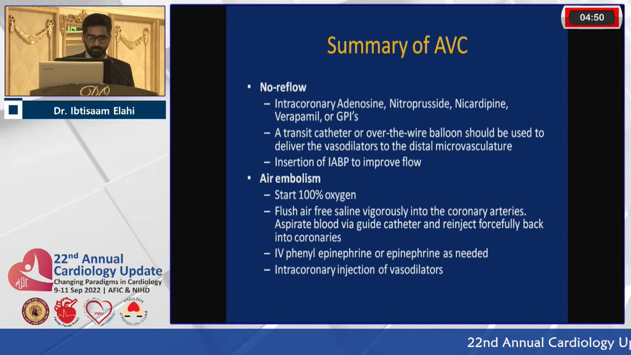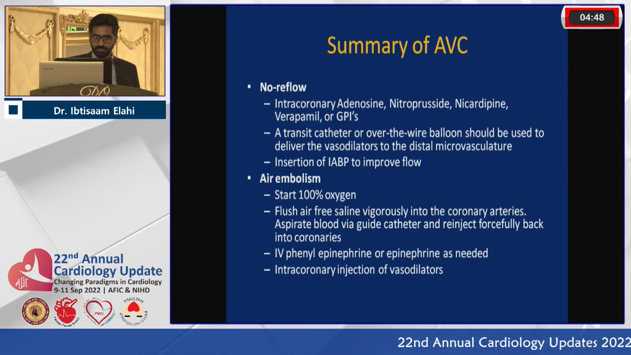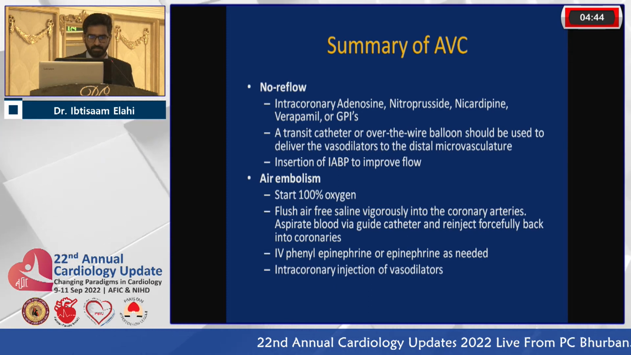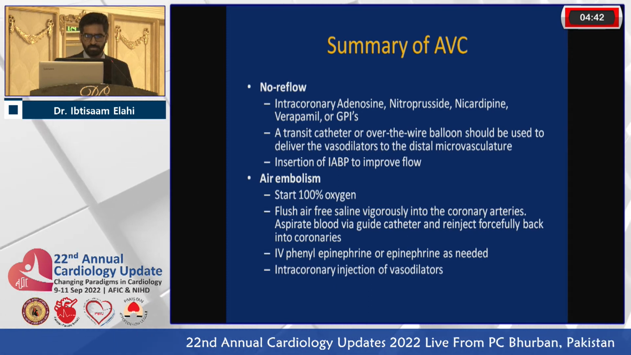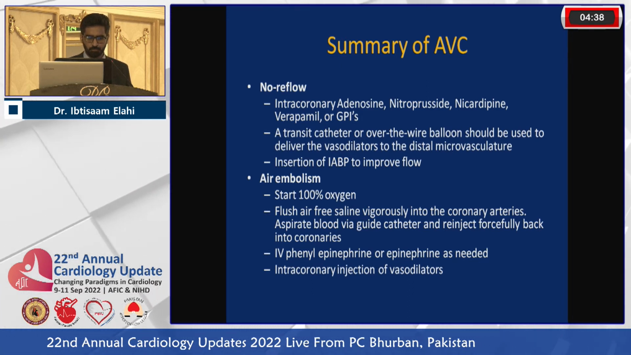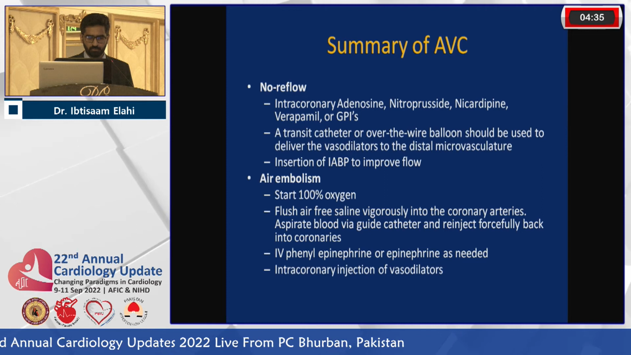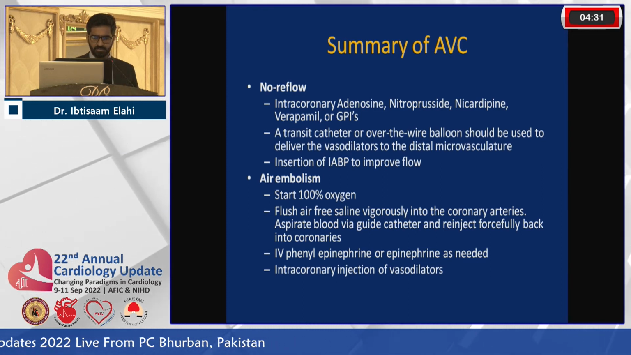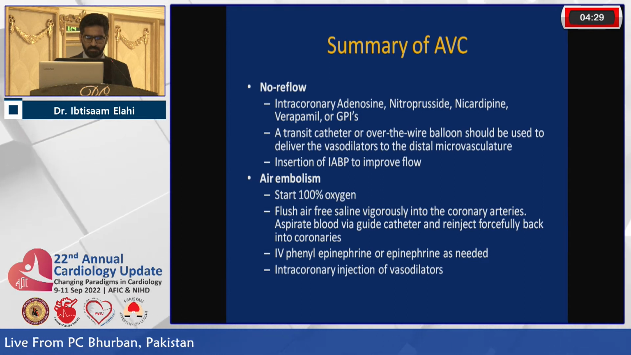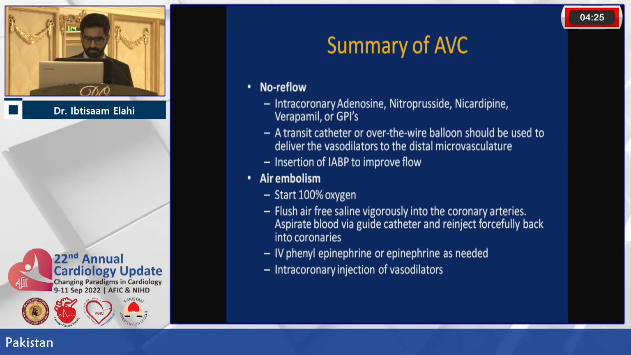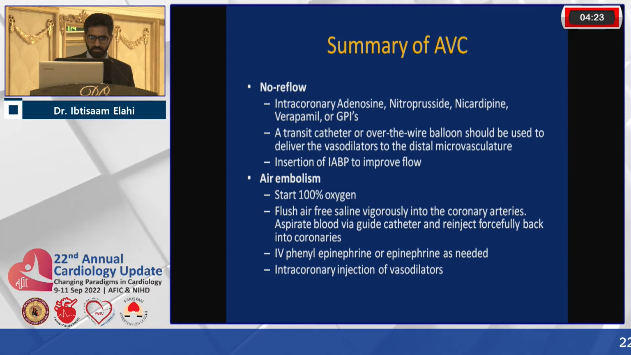And if there is no reflow, intracoronary adenosine, nitroprusside, verapamil or GPI should be administered. A transit catheter or over the wire balloon should be used to deliver the vasodilator to the distal microvasculature. Insertion of IABP to improve the flow. For air embolism, start 100% oxygen and flush air with saline vigorously in the coronary arteries. Aspirate blood via guide catheter and re-inject forcefully back into the coronaries.